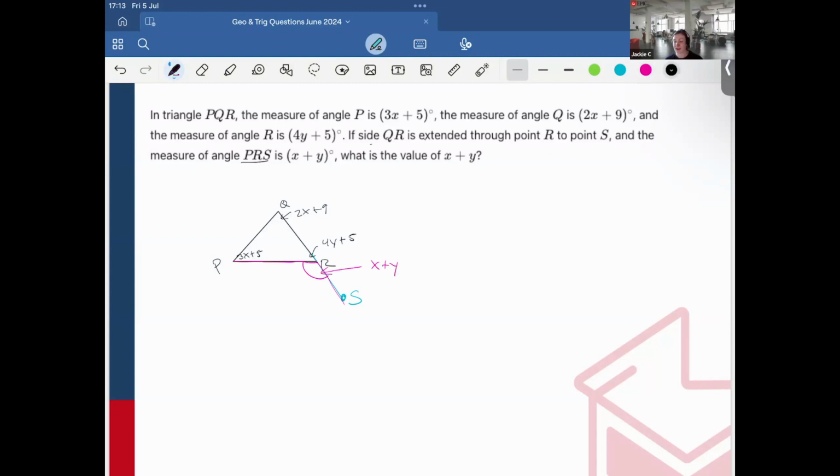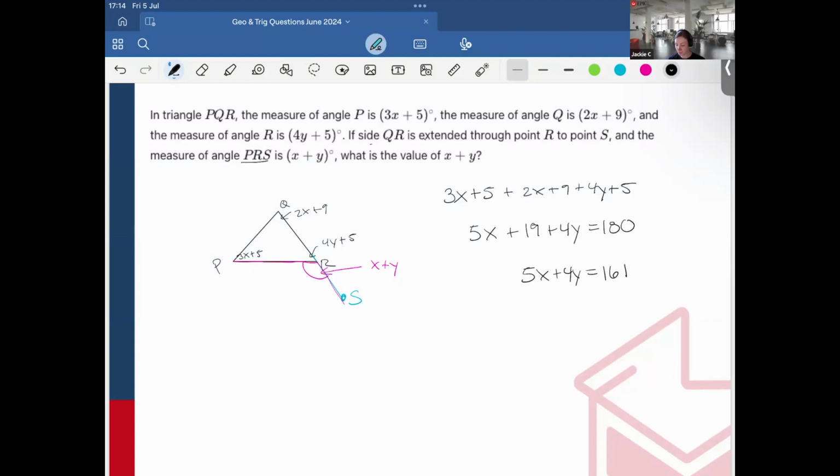Okay, so definitely it appears that I'll need to create a system of equations. So first, I know a triangle has 180 degrees. So I'm going to first sum P, Q, and R. So do 3x plus 5 plus 2x plus 9 plus 4y plus 5. And then combine all the like terms. So combining the x's, that'd be 5x, 5 plus 9, so plus 19, plus 4y equals 180 degrees. Now subtract the 19 from 180. So I'm left with 5x plus 4y is equal to 161.